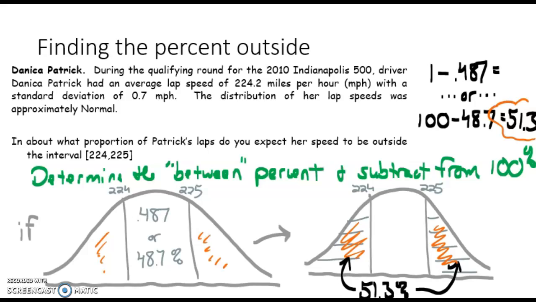So again, the big thing is just make sure you're reading the question and make sure you're picking up the lingo, where you're going. So where would you expect your speed to be outside of that interval? So definitely outside of that window. So we want out here.